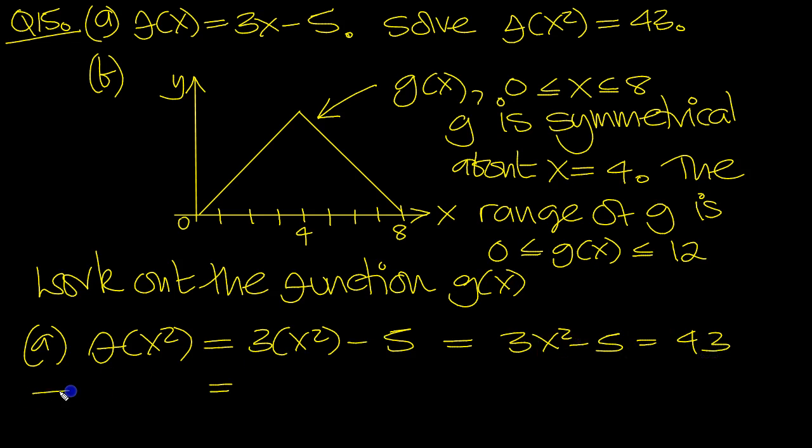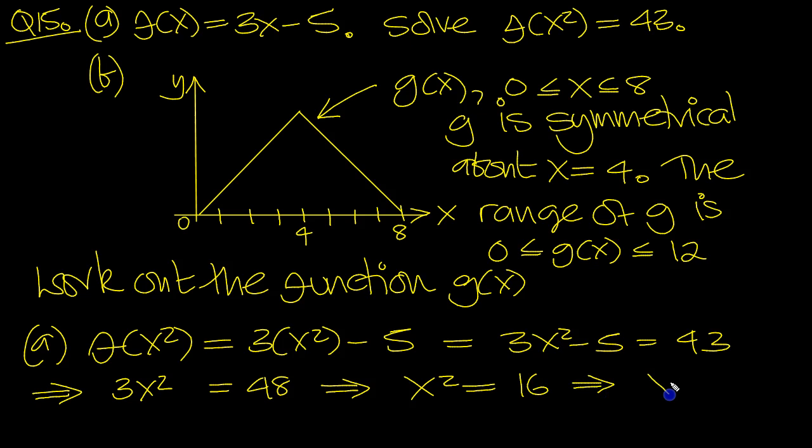43. So that tells us then, move the 5 over, 3x squared, leave that as is. Move the 5 over, 43 plus 5 is 48. Now move the 3 from times down to divide. 48 over 3 is 16. And then square root both sides. This is for all values of x, so when you square root 16 you get plus or minus 4.